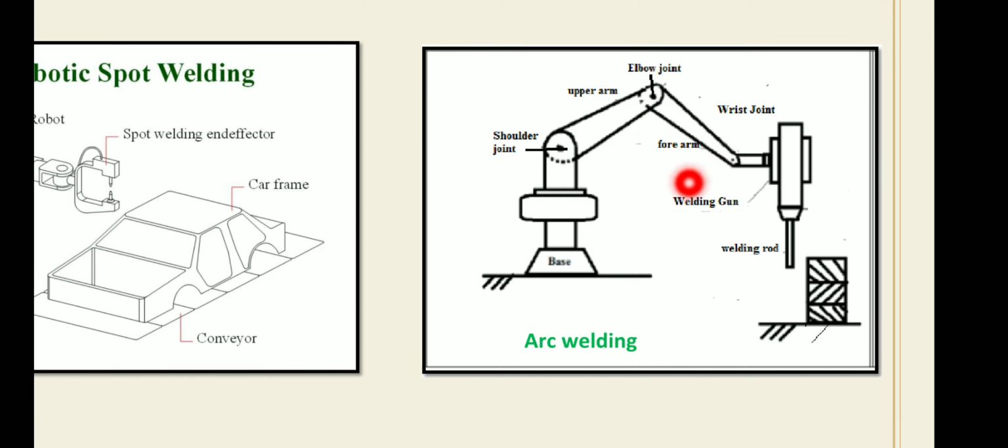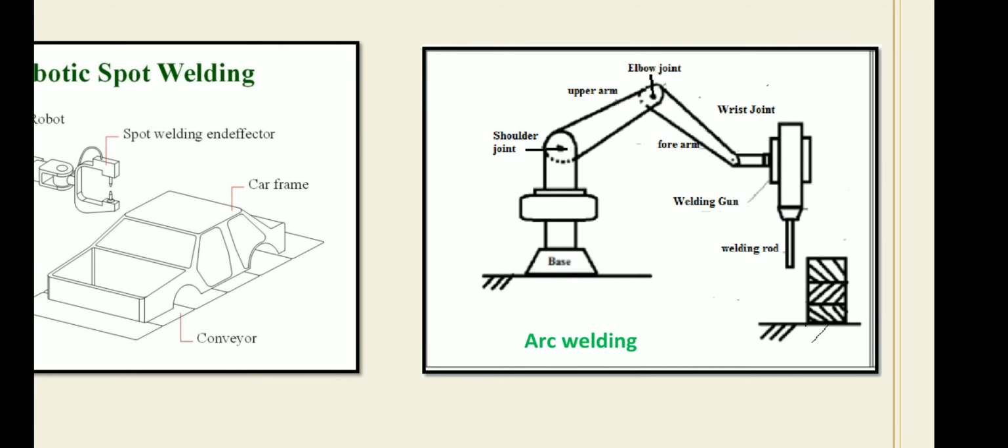The base, the first link, acts as the foundation of the robot. The shoulder joint is located between the base and the upper arm. The elbow joint is located between the upper arm and forearm, and the wrist joint is located between the forearm and end effector. So the construction of the welding robot is similar to a human hand.